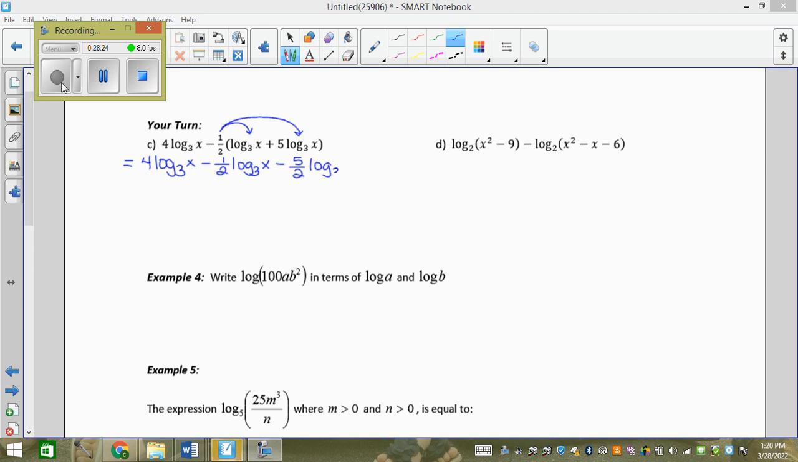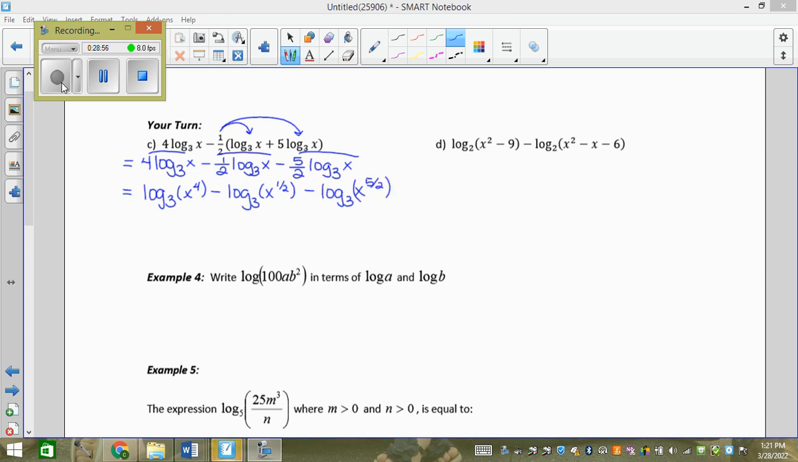Now I'm saying log base 3, log base 3, log base 3. I'm hoping that's screaming, put me together, in your heads. Now we can't put them together unless we have plus or minus 1's in front, so we're going to move these up to the exponent. So I'm going to get log base 3 of x to the 4 minus log base 3 of x to the half minus log base 3 of x to the 5/2.